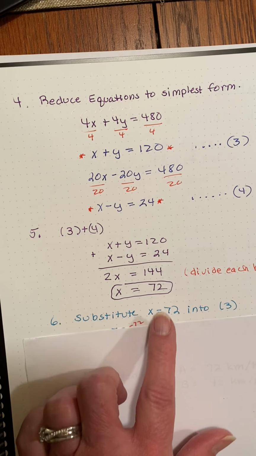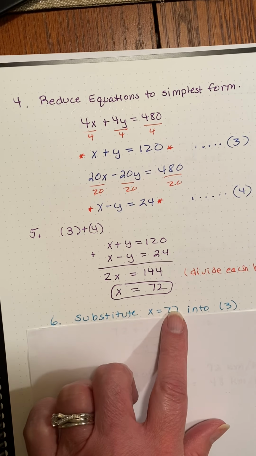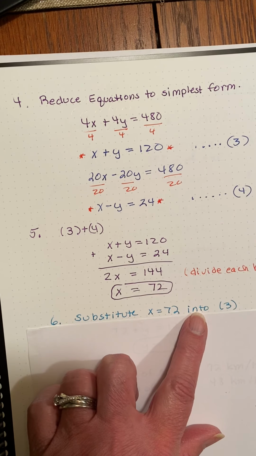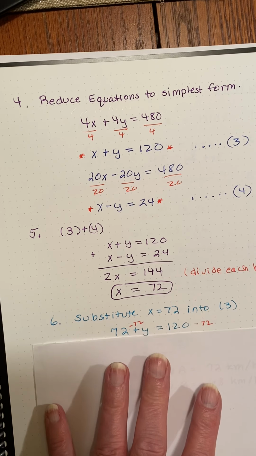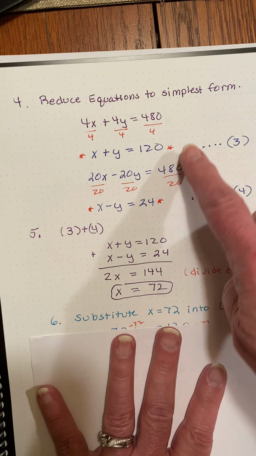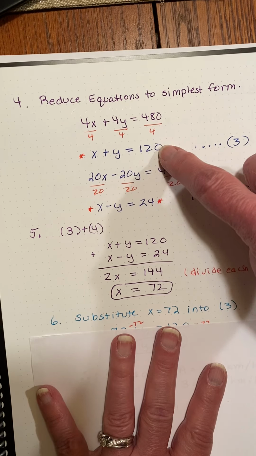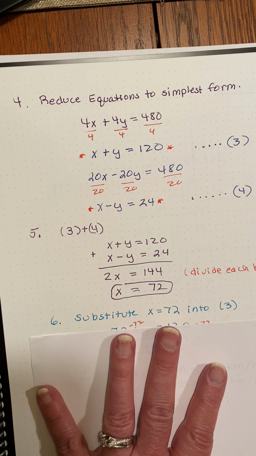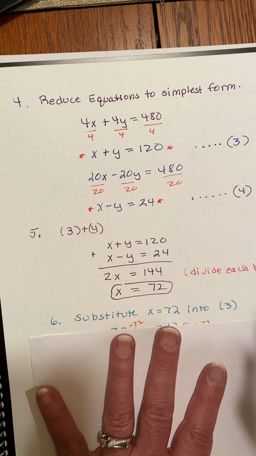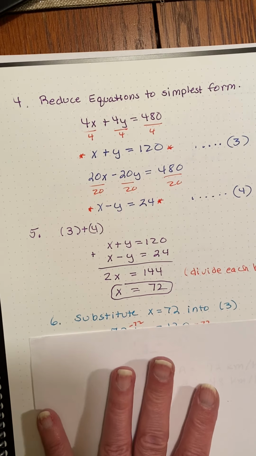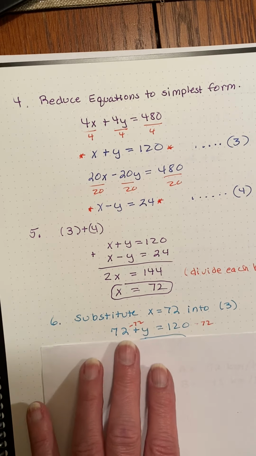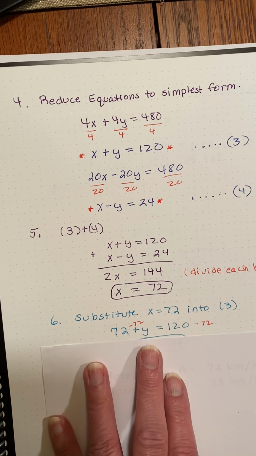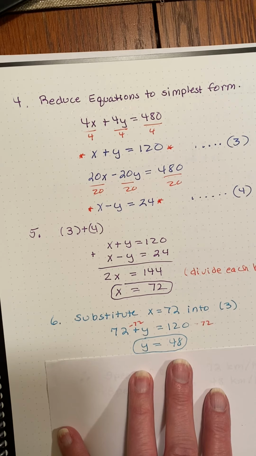Now I'm just going to take x equaling 72, and I'm going to substitute it back into equation 3. I do that simply because looking at what each equation is equal to, I don't want to end up with a negative number. You can't end up with a negative speed, so I'm going to choose that one. So of course, 72 plus y equals 120. I subtract 72 from each side. I'm left with y equals 48.